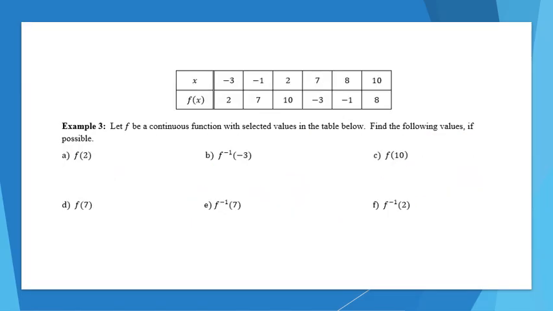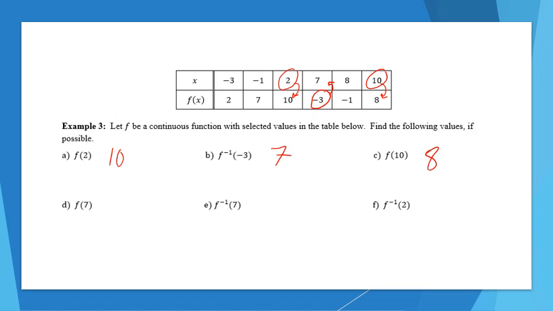All right, let's try example 3. Pause the video now and try to work through this yourself, because I'm about to go over the answer. Here, f of 2, we're just reading it like this, and so that should be 10. The inverse of negative 3, we now look for negative 3 here. You should get 7. F of 10, just reading it from here going down, this should be 8.